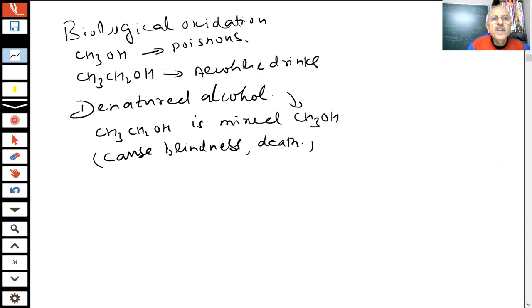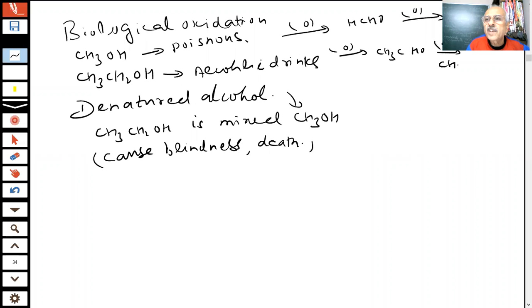The reason is that in the body they get oxidized. Methanol first gets oxidized to formaldehyde, and further oxidation gives methanoic acid. Compare ethanol, which oxidizes to CH3CHO, and further oxidation gives CH3COOH, our acetic acid, vinegar, which we use. But formic acid is poisonous, and it will cause the blindness.